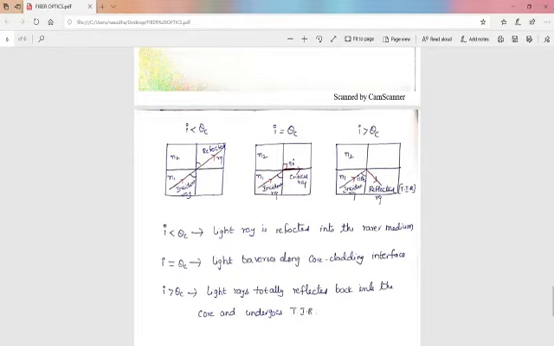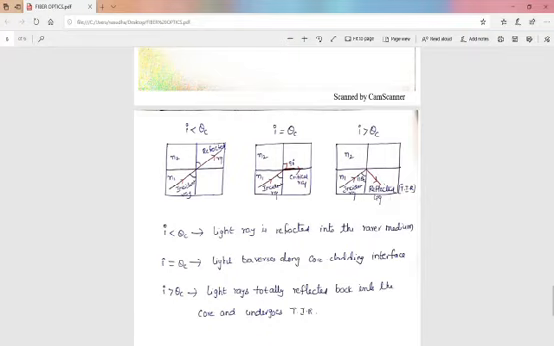Here, if angle of incidence at core cladding interface is equal to critical angle, then what happens? Light rays traverse along core cladding interface. Light propagates along core cladding interface. Here also no reflection. Next, third case. It is the main point here. If angle of incidence at core cladding interface is greater than critical angle, then light rays are totally reflected back into the same medium. Totally reflected back into the same medium. That means it undergoes total internal reflection.